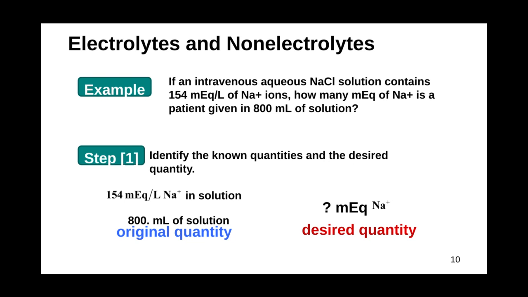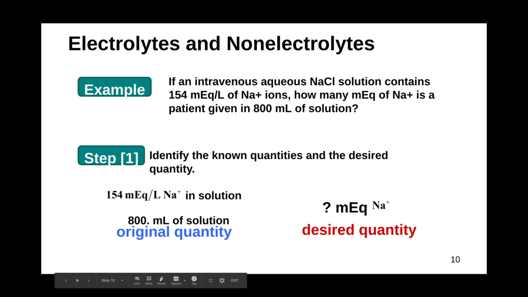So as we always do with these things, we identify what we know and what we want to know. So we know we have 800 milliliters, that's our starting quantity, and we have 154 mEq per liter of sodium ions. Our desired quantity is, given this much volume, how many mEq of sodium do we give the patient? Again, this is about concentration, right? You see we have mEq per liter, thus implying a concentration. We give them X amount of liquid. What we're trying to figure out is, in this much liquid, given this concentration, how much mEq of sodium do we have?